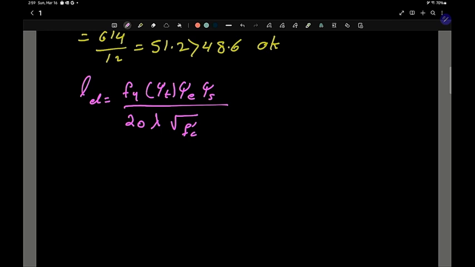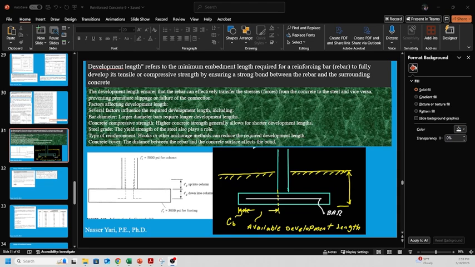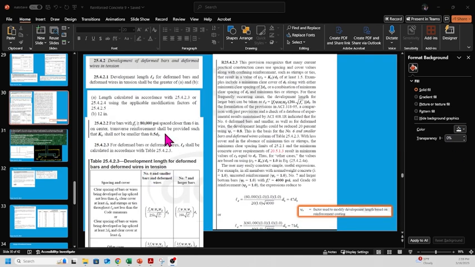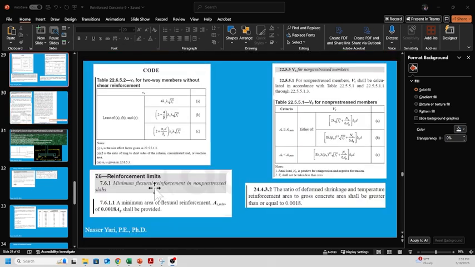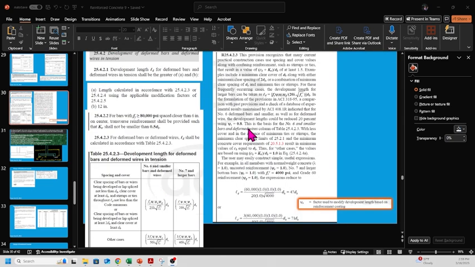Let's look at the specs, see what they say here. Go back to it actually. And right here is explained. The commentary in ACI talks about it right there. So ours come out all ones, so we're going to go ahead and use 1 like they have here, and our lambda comes out 1 for 3,000 pound concrete. So let's go back to the writing.